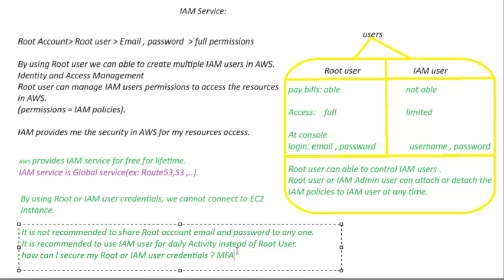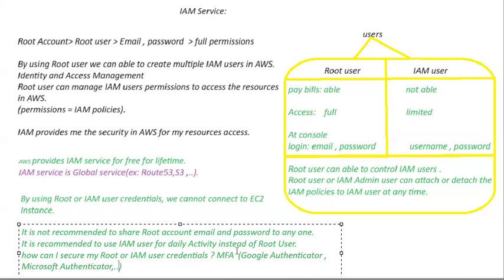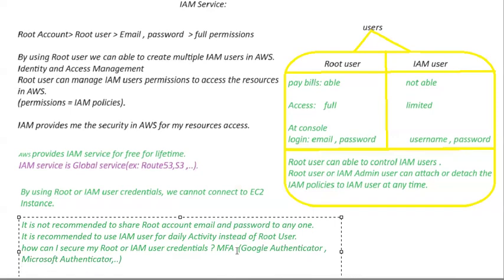So what are the authenticator apps that are available for me to use now? Examples of MFA authenticators: you can use the Google Authenticator app. This is available in your Play Store. You can also use the Microsoft Authenticator app. It is also available in the Play Store. Like this, many authenticator apps are available for you.